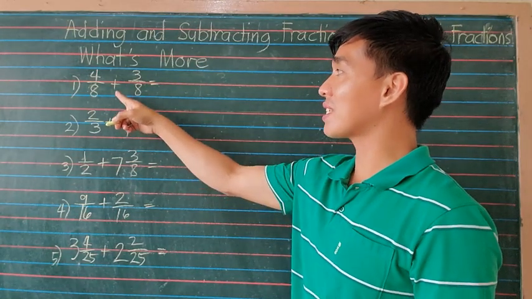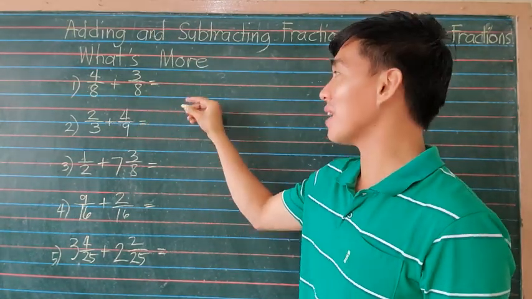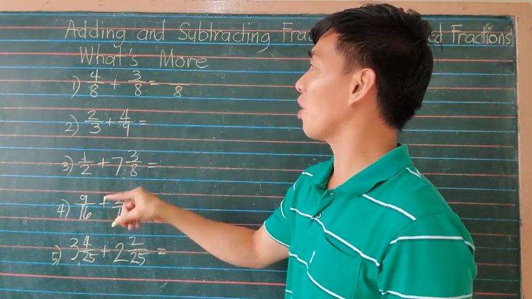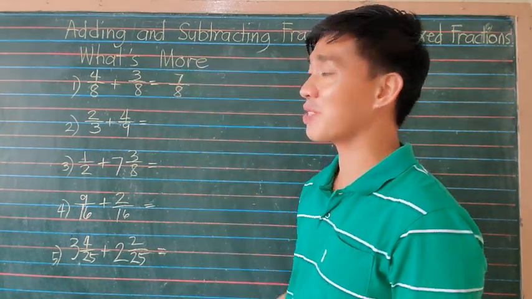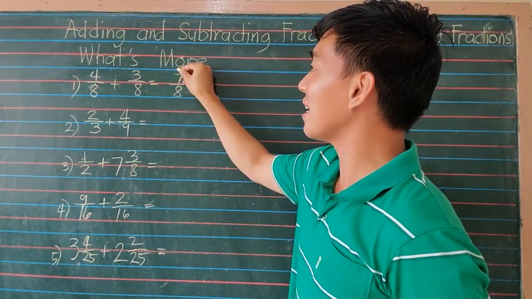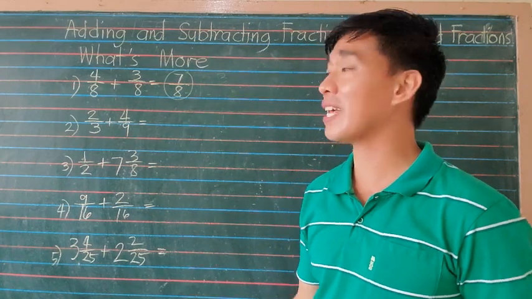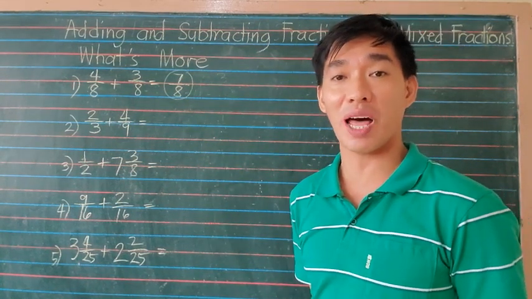So in this case, we have the same denominator 8. That would be easy. So copy the common denominator 8. Then add the numerator 4 plus 3, that is equal to 7. So 7/8 is the answer for item number 1. That's already in the simplest form or in lowest term.